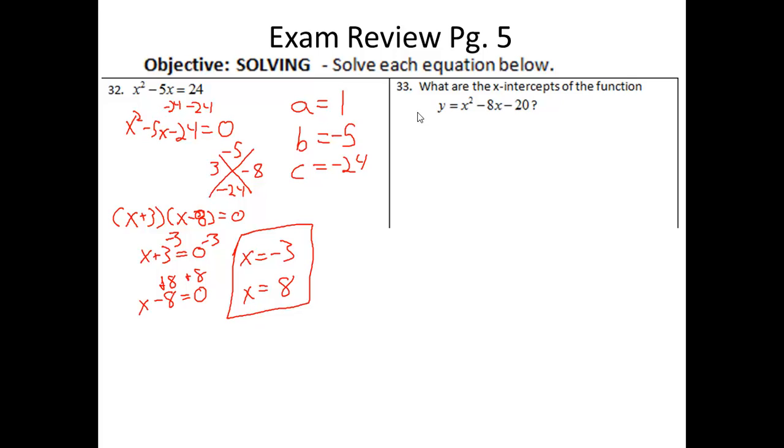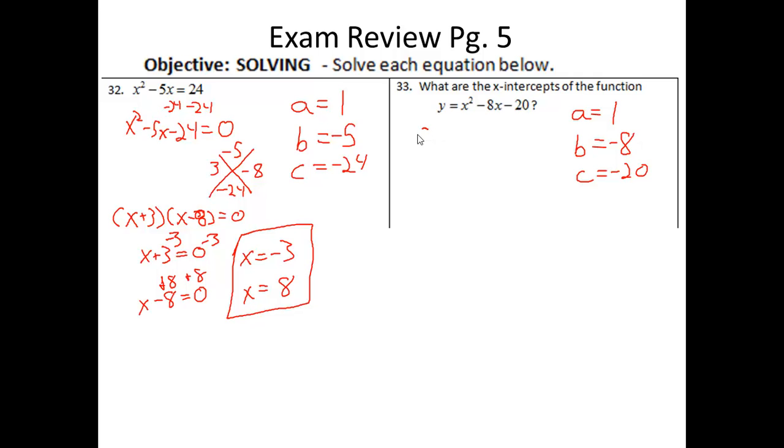So for 33, we're going to solve it the same way we did on 32. But again, I'll write down your a, b, and c for anybody that would like to use the quadratic formula. A is equal to 1. B is equal to a negative 8. C is equal to a negative 20. Don't get confused by the notation. Just pretend that instead of a y there, you have a 0 there. So you solve it just like we've been solving the last couple of problems.